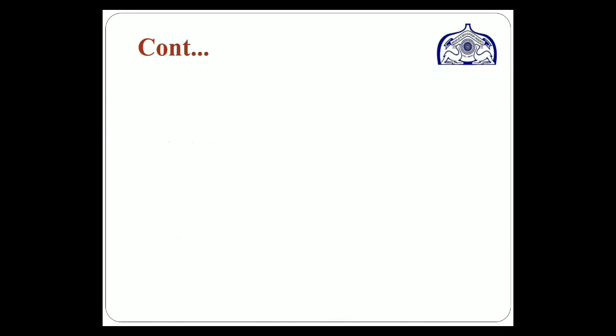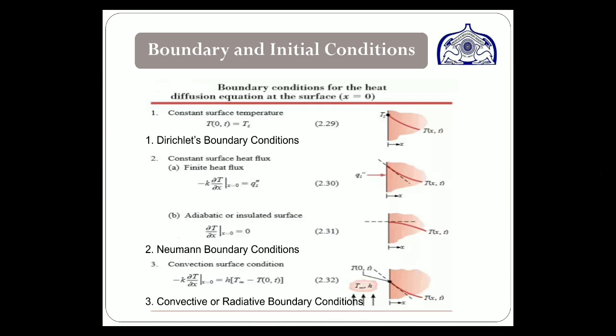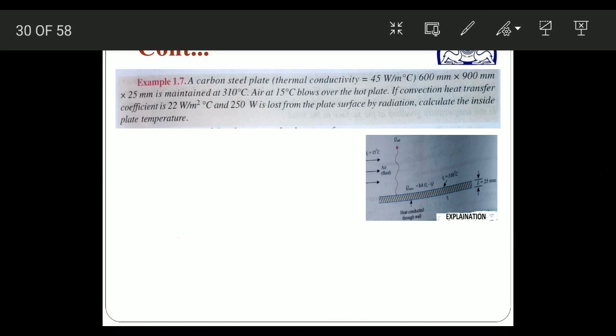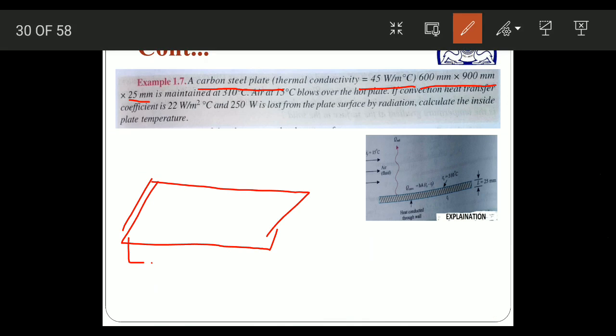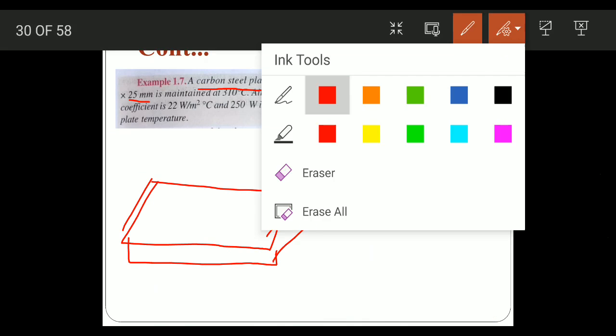So now let us see the next example. I hope this will be the last question. Now here this question is a combination of conduction, convection and radiation. Now let us see what this question is. The question says that a carbon steel plate, the thermal conductivity is 45, 600 mm by 900 mm by 25 mm, is maintained at 310 degrees Celsius. So this is the plate like this, suppose, right.